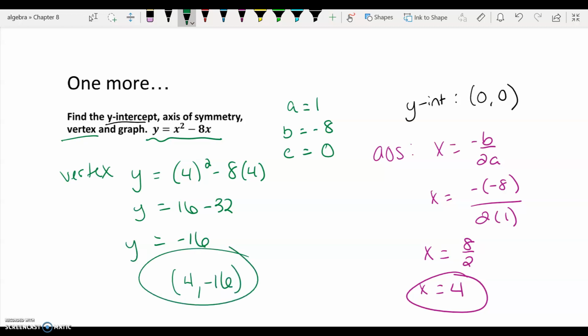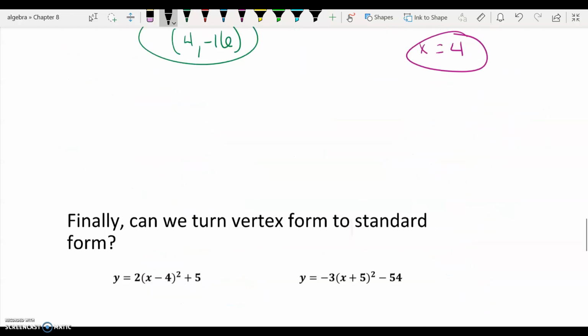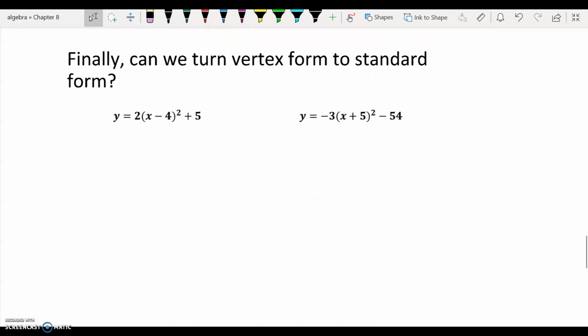You guys have to make sure you're writing your answers like these. So they have to be coordinates for the y-intercept and the vertex. And then for your axis of symmetry, it's going to be x equals 4. And then lastly, I want to know, can we turn vertex form to standard form? The answer is yes. So this is probably the hardest part.